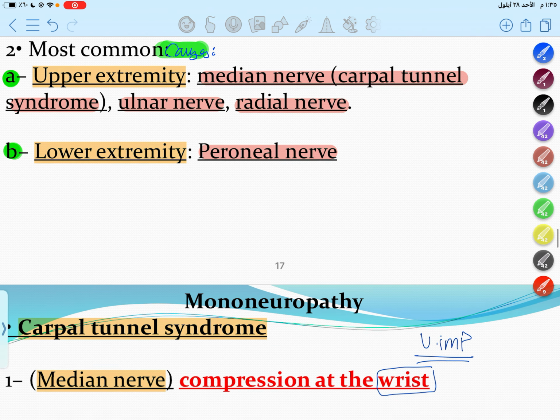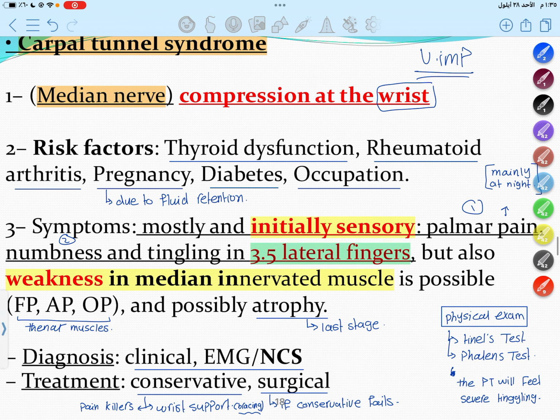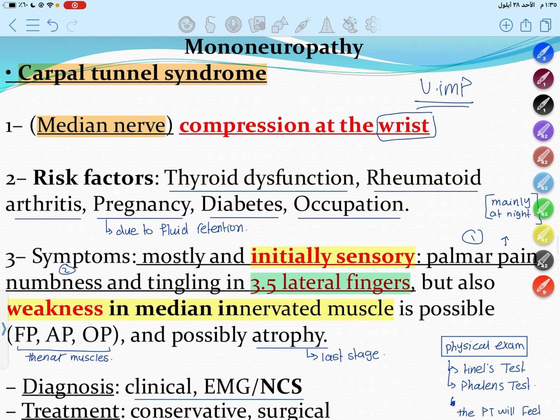We go to carpal tunnel syndrome, or median nerve. Usually the median nerve is compressed at the wrist. Why? From the name, carpal tunnel. Because the median nerve, to pass from the forearm to the palm, passes into a tunnel. And while passing in that tunnel, it could be compressed, called carpal tunnel syndrome.